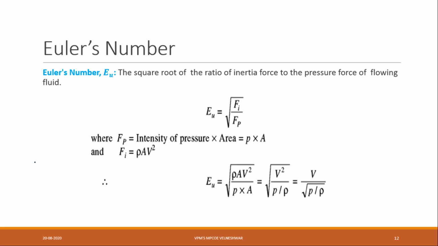Now Euler's number Eu: the square root of the ratio of inertia force to pressure force of the flowing fluid, that is Fi upon Fp. Again Fp is nothing but intensity of pressure into area, that is P into A. Fi, which we just found, is rho A V square. So Eu is equal to rho A V square divided by P into A. Here A cancels, and the remaining is the square root of P by rho, with rho coming into the denominator, so the square root cancels. Therefore V divided by square root of P divided by rho. This is my final value of Euler's number.